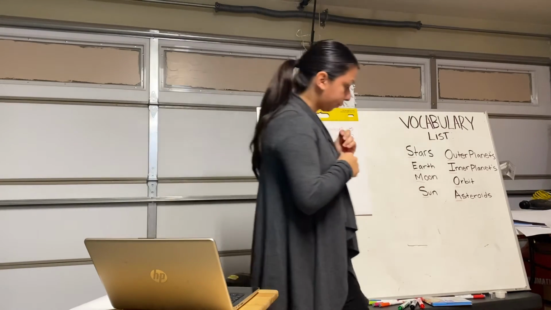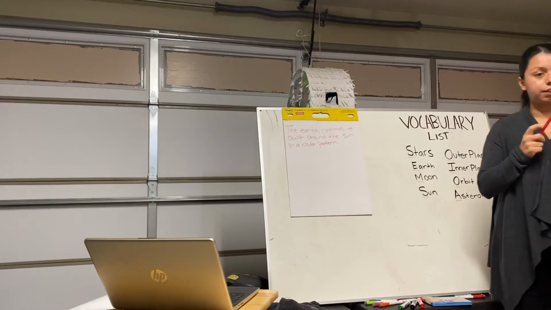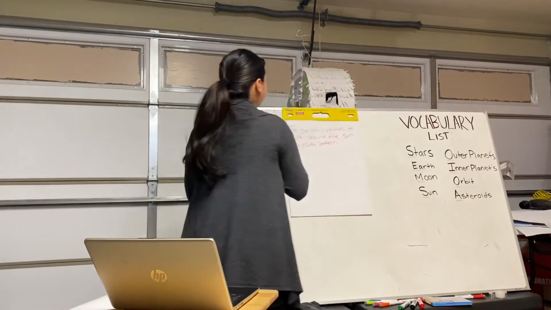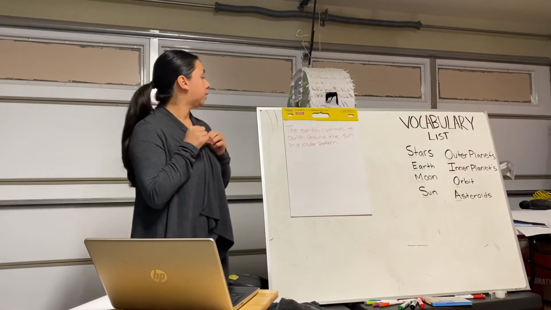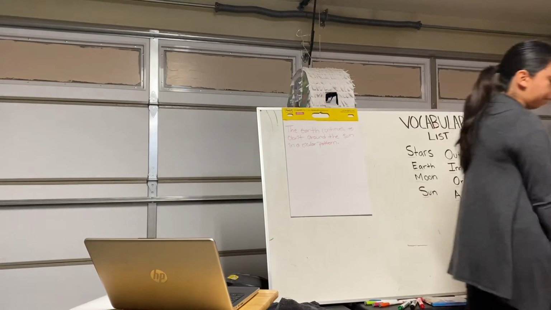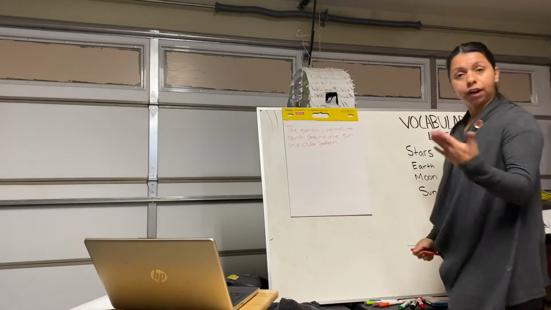Now, I'm going to read the sentence out again so you guys understand. I know you guys are working. You guys are doing very well. The Earth continues to orbit around the sun in a circular pattern. Okay, I'm going to be going around, and I'm going to see if you guys are doing great. If you guys need help, okay?